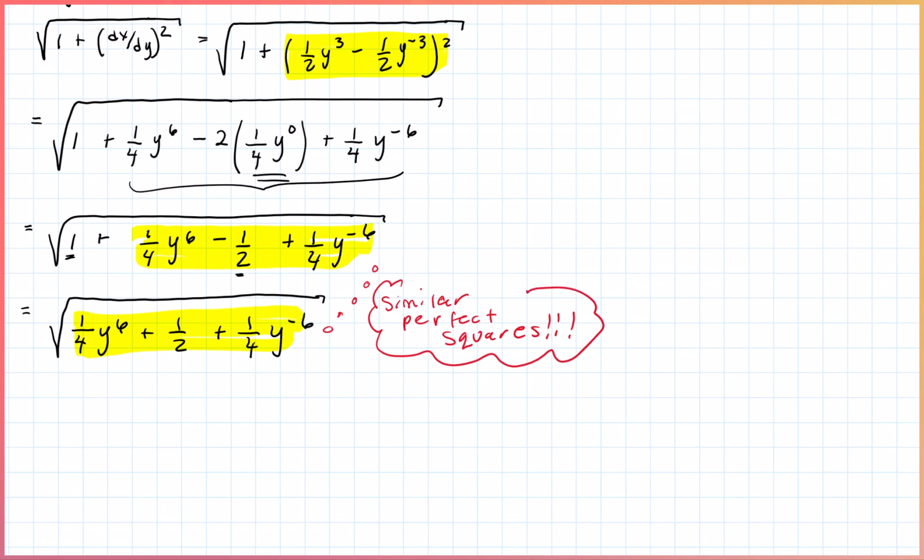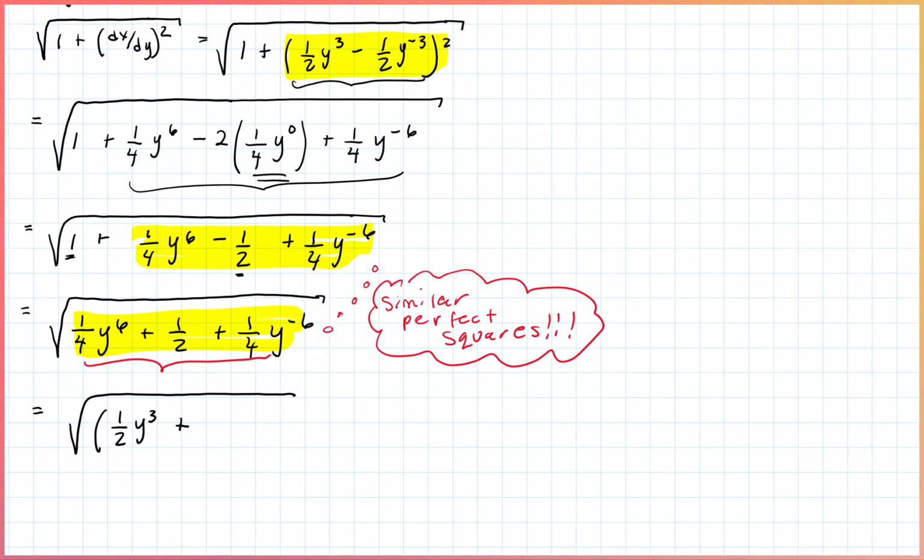And that means that I can actually factor this because it's a perfect square and it's going to factor very much like it was up above, right? We expanded that, but then we added that 1 and we got almost exactly the same thing, but with a positive middle term instead of a negative middle term. So this factors into 1/2 y to the third plus 1/2 y to the negative third quantity squared. And look at that. Those are very similar perfect squares, so we can see those patterns right there. So that's why I wanted to highlight it. We can see those patterns happening right there.